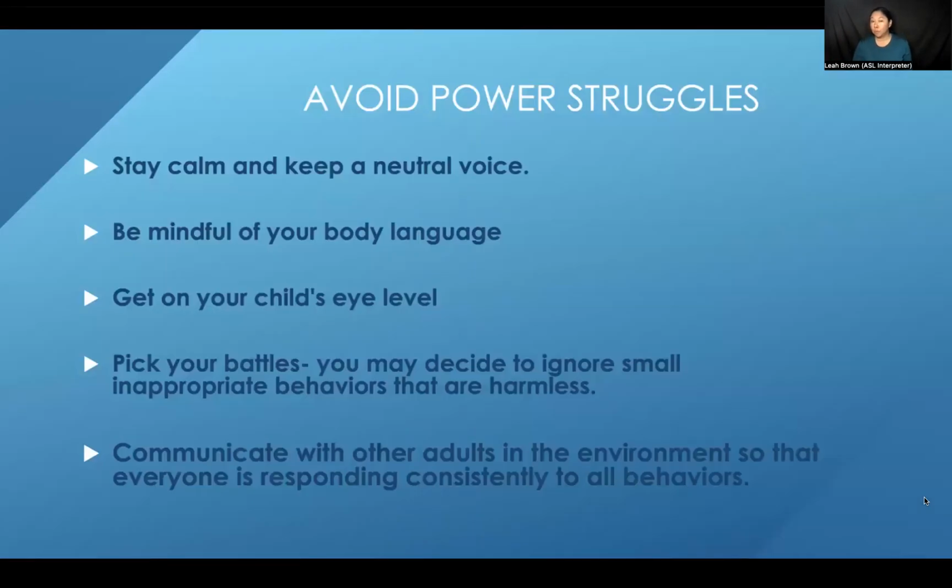So, avoiding power struggles. You always want to stay calm and keep a neutral voice. We know that once we start feeling ourselves getting escalated, that's only going to portray that onto your child. So remember to have your own zen demeanor when you're having these power struggles with your children. Be mindful of your body language, get on your child's eye level if you have littles, and pick your battles. You may decide to ignore small inappropriate behaviors that are harmless, and communicate with other adults in the environment so that everyone is responding consistently to all the behaviors. That leaves less confusion.